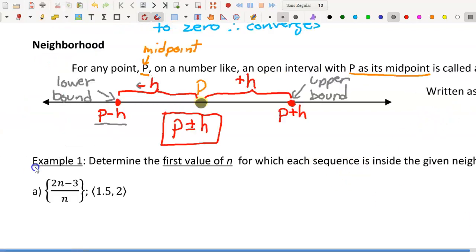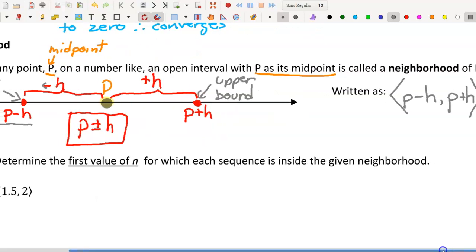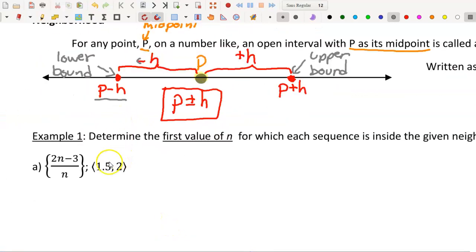On your homework, you're going to have two types of problems. Well, two types of problems when it comes to the way we write the neighborhood, anyway. The first type is like this. You notice it doesn't give us what the midpoint is. It doesn't tell us how much to the left or right you have to go. So the first thing you want to do is basically get that number.